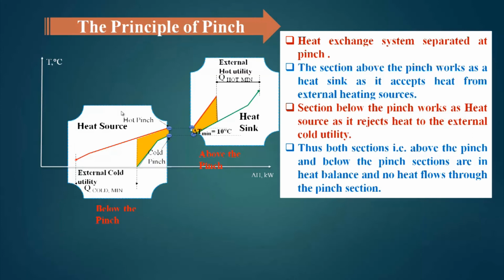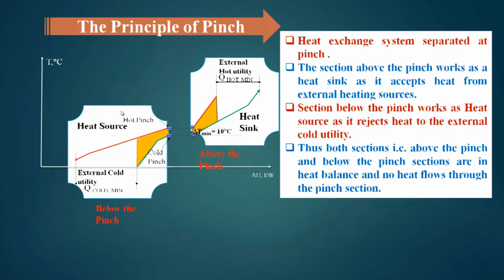Both the areas, the upper pinch area and the lower pinch area, are under heat balance and no heat flows through the pinch section. In the upper pinch area, the hot streams along with the external hot utility will transfer the heat to the cold streams, and they are in thermal balance.